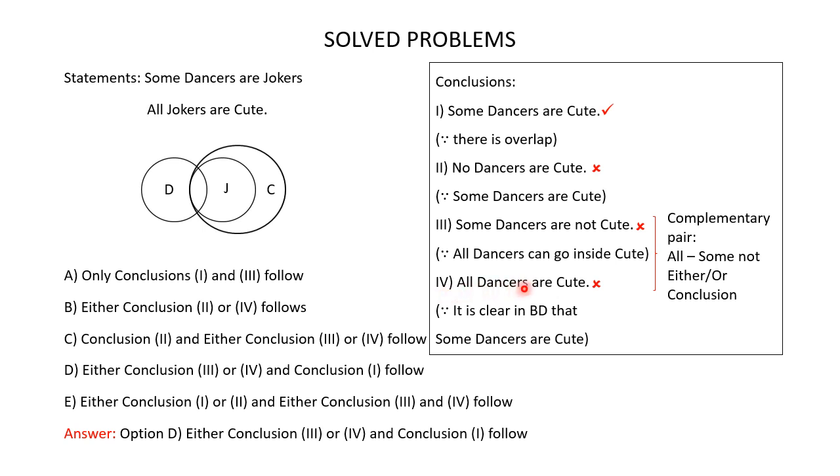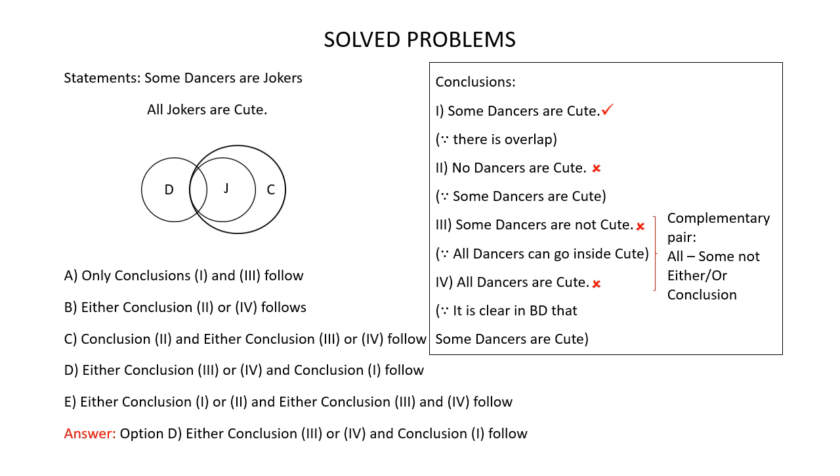Conclusion 4. All dancers are cute. So you have dancers here and cute here. As you can see, there's a partial overlap between dancers and cute. This means only this portion of dancers is inside cute. This means that some dancers are cute. Now, if some dancers are cute, then you cannot say all dancers are cute. So the conclusion all dancers are cute is wrong. Conclusion 4 does not follow.